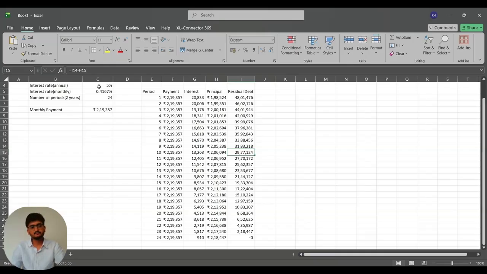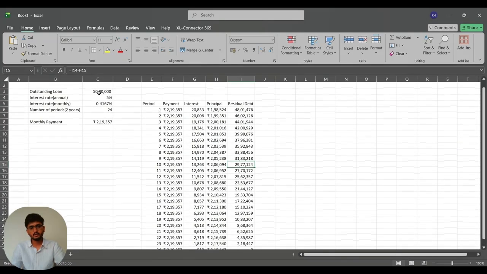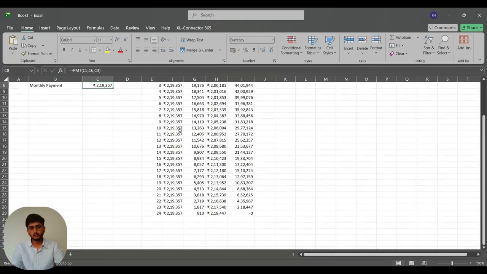Basic information is here. What was the principal amount? We took a loan of 50 lakh rupees. So this is 5% interest. We converted it into the monthly interest rate. The number of periods is 24 months. Exactly, we got 24 months. We have to pay 2,19,357 rupees. Like that we are calculating here. The 10th month was completed. Then we are going for the 11th month.